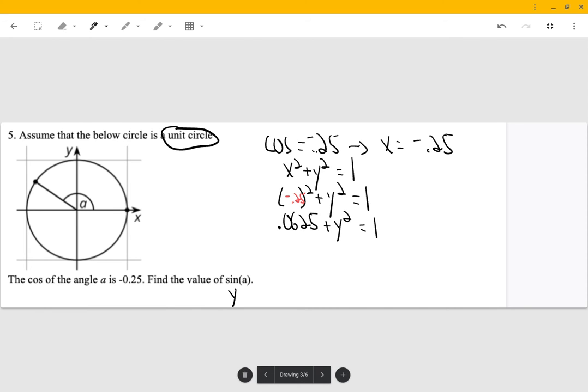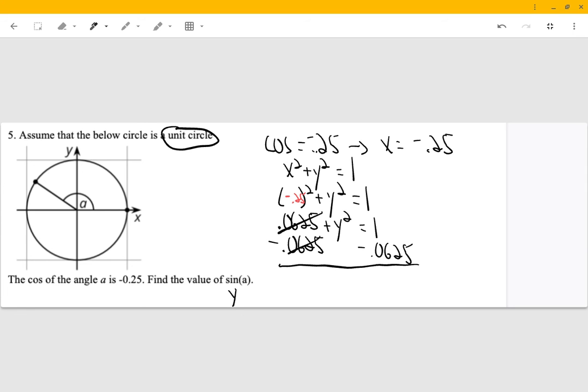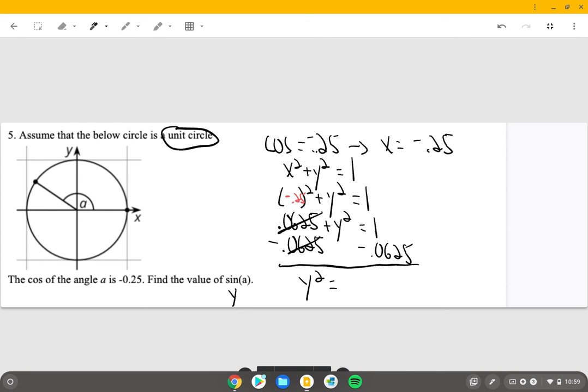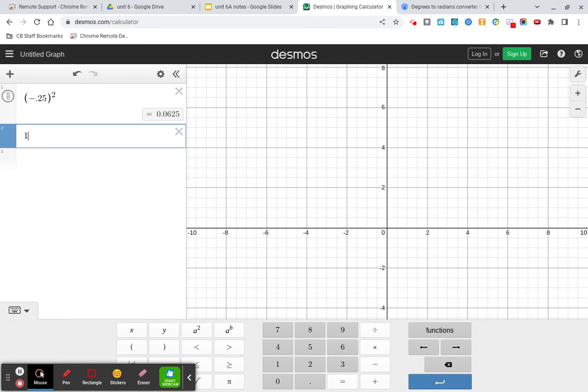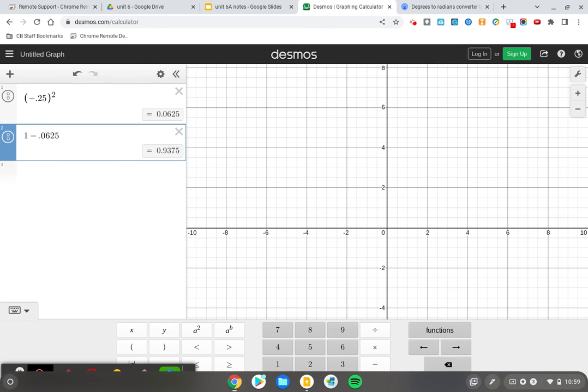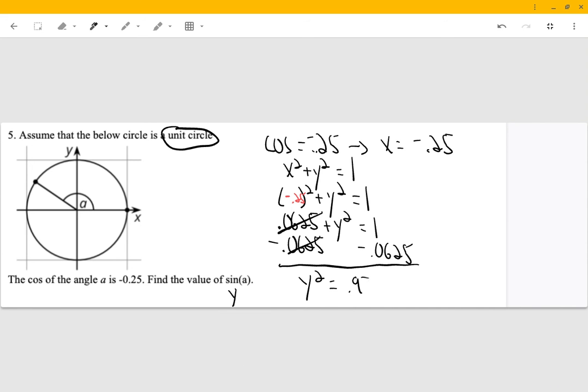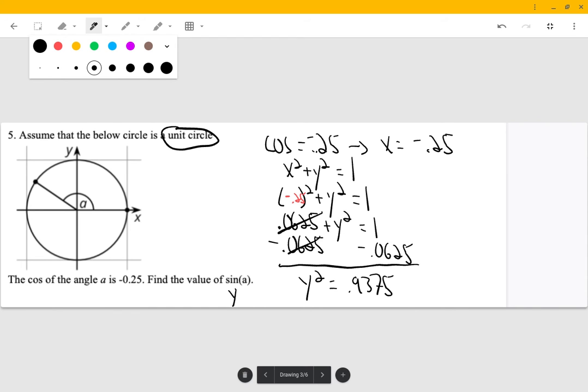Okay. I now want to solve for y squared, so I'm going to subtract 0.0625 from both sides. So I end up with y squared equals 1 minus 0.0625. 1 minus 0.0625 is 0.9375. And then our final step would be to simply square root both sides.